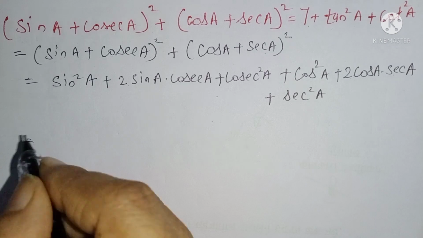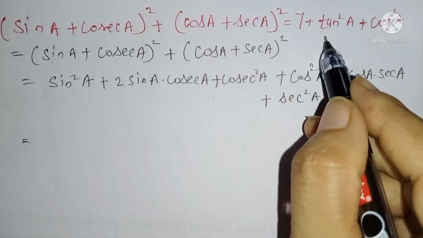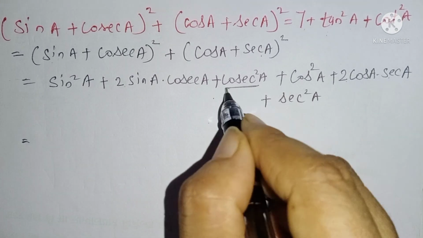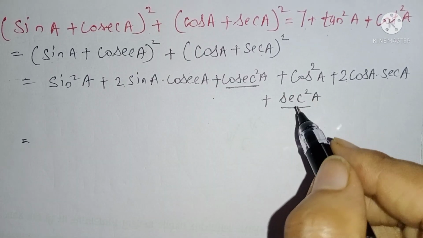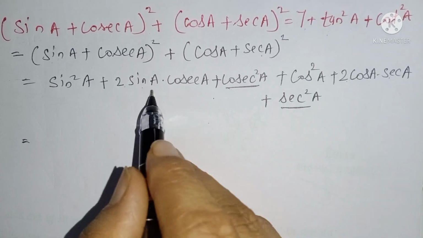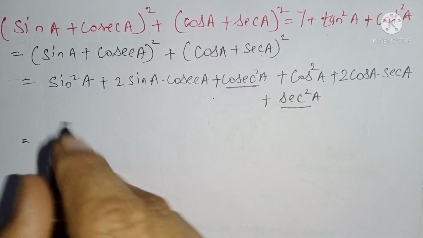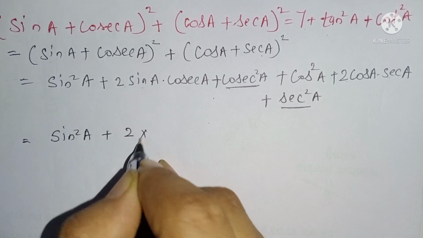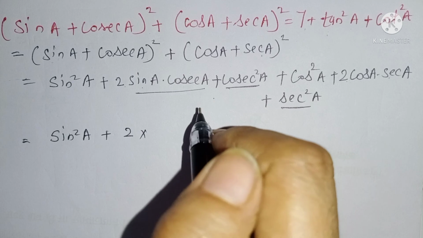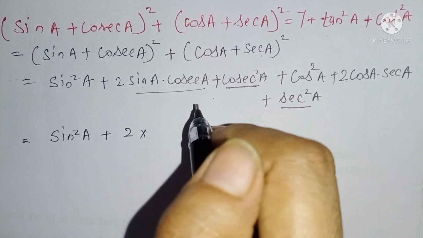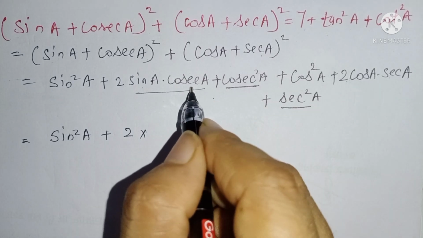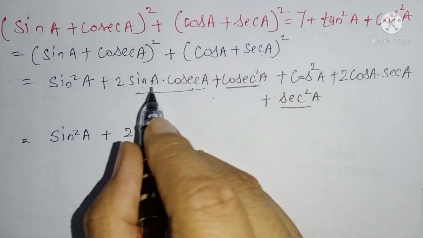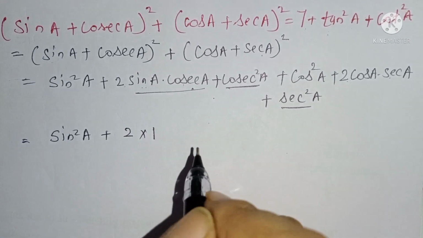Okay, now just look into the RHS. In the RHS we want 7 and tan², cot². We don't want cosec², we don't want sec², we don't want this sin and cosec also. Now let us write sin² a as it is, 2 into sin into cosec is equal to 1, that you know very well, or you can say cosec is equal to 1 upon sin. So the sin and sin cancel and only 2 will remain, or you can say sin a into cosec a is equal to 1.